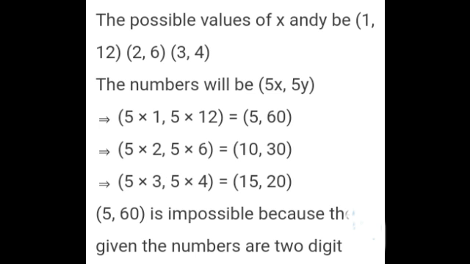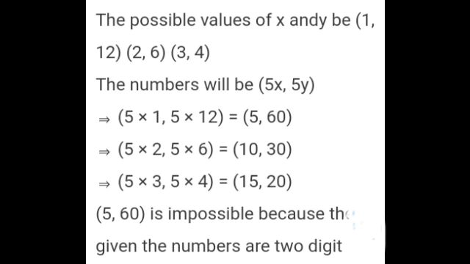So what are the possible ways to get 12? First one is 1 twelve is 12, then 2 sixes are 12, then 3 fours are 12. In the same way 4 threes, 6 twos and 12 ones will also be there, but any one we can write. So the numbers will be 5x and 5y. Whatever numbers we have taken, we can substitute the values of x and y. First, 1 and 12: 5 into 1 and 5 into 12, so 5 comma 60.